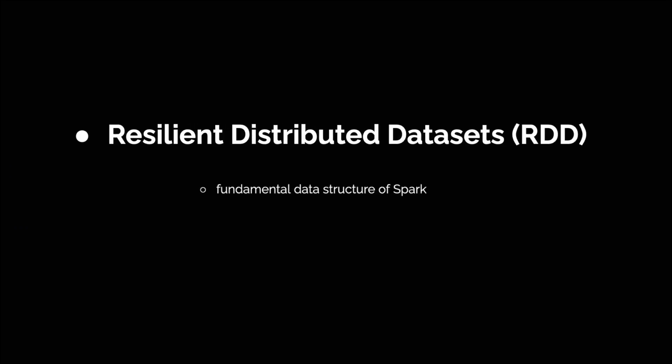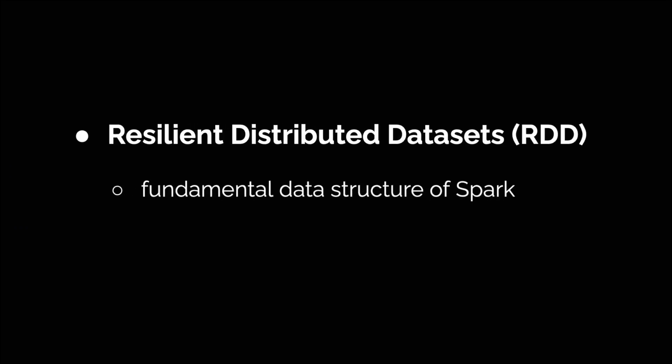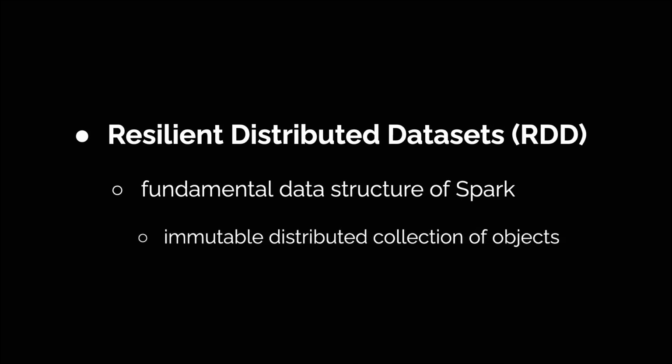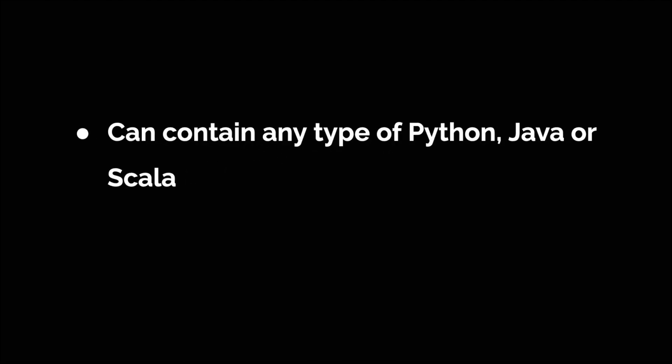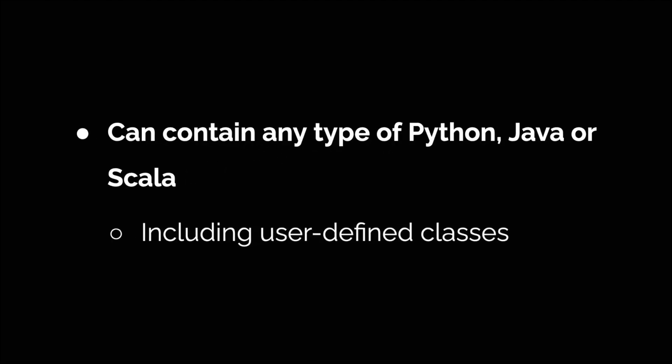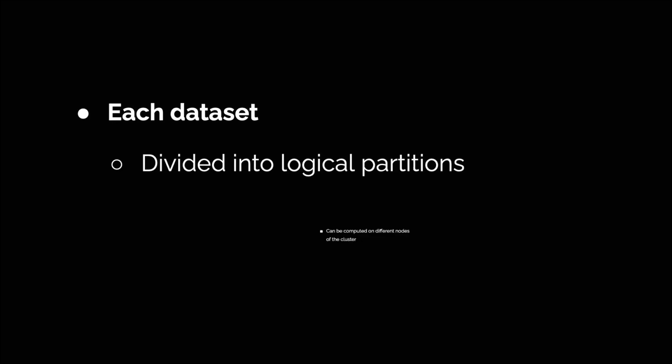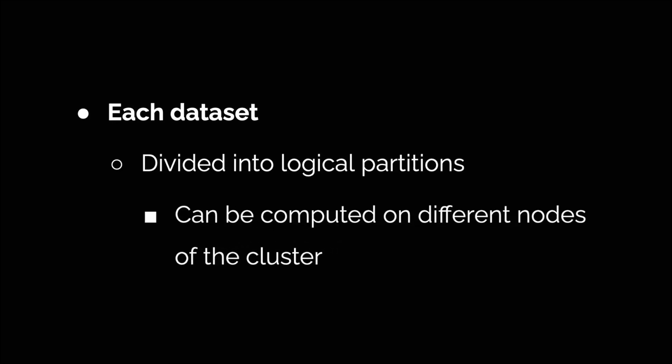So an RDD, a resilient distributed data set, is a fundamental data structure of Spark. It's an immutable distributed collection of objects. So that means it cannot change, it's immutable. And it's a distributed collection. It can contain any type of Python, Java, or Scala objects, including user-defined classes. Each data set is divided into logical partitions, and these can be computed on different nodes of the cluster.